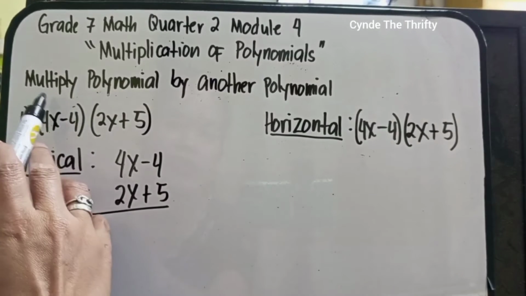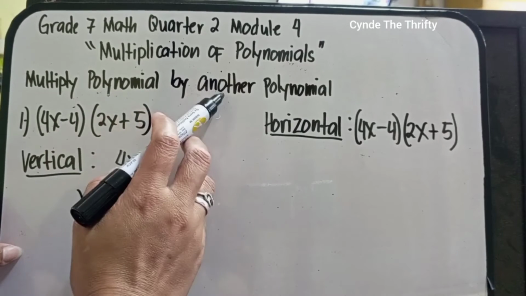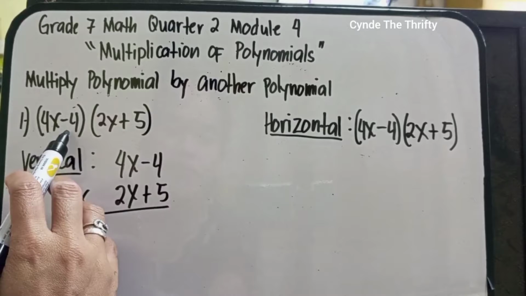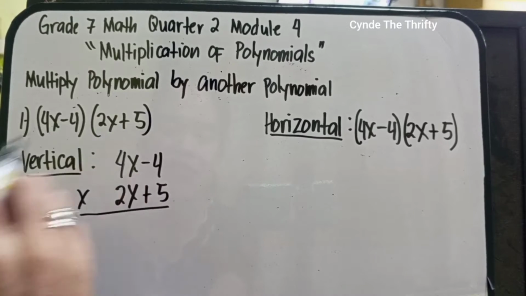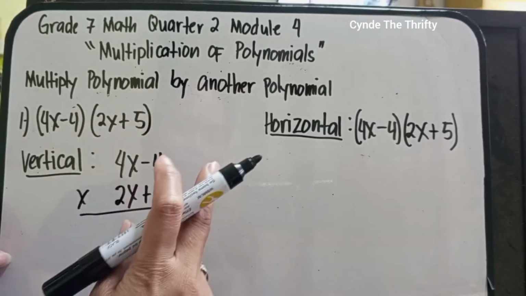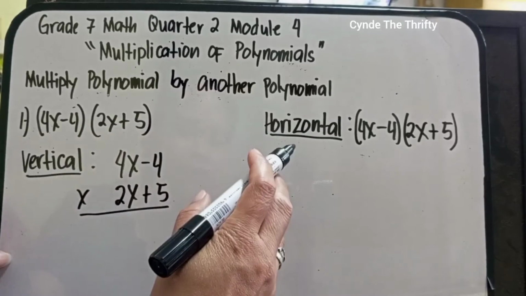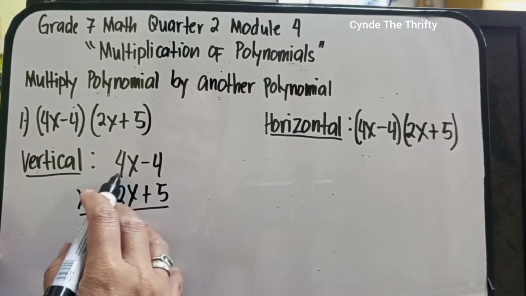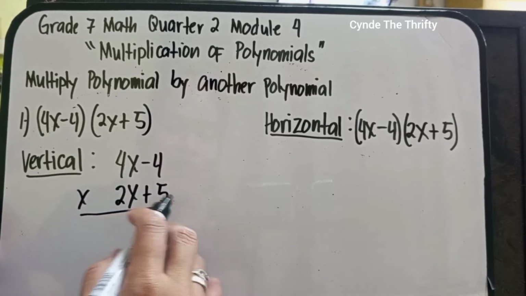Ngayon naman, ang gagawin natin is multiply polynomial by another polynomial. So, meron tayong example dito, 4x minus 4 times 2x plus 5. So, meron tayong dalawang paraan kung paano tayo mag-multiply ng polynomial by another polynomial. That is vertical and horizontal. So, ito yung vertical natin. So, gagawin natin 4x minus 4 times 2x plus 5.